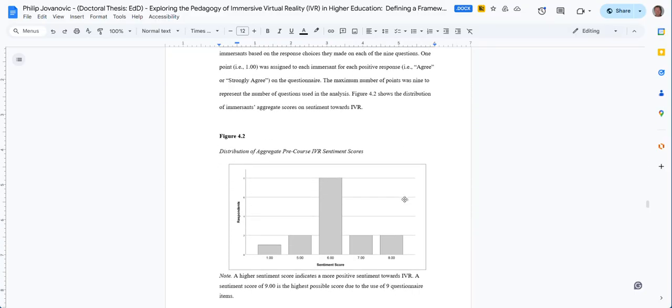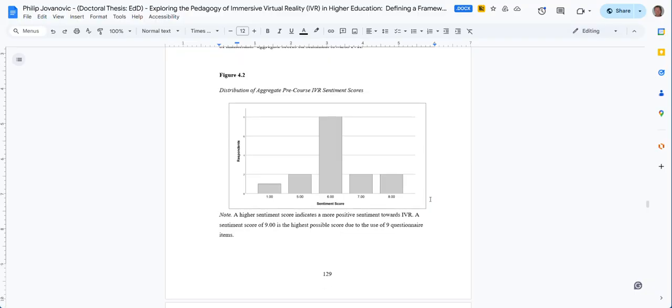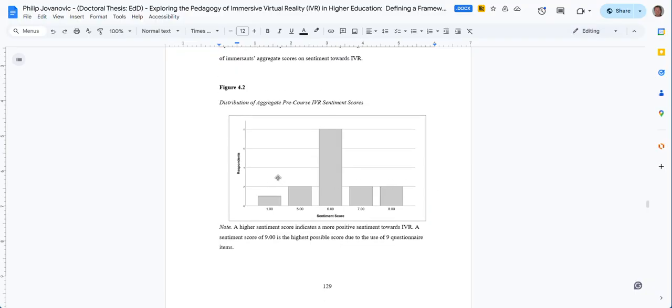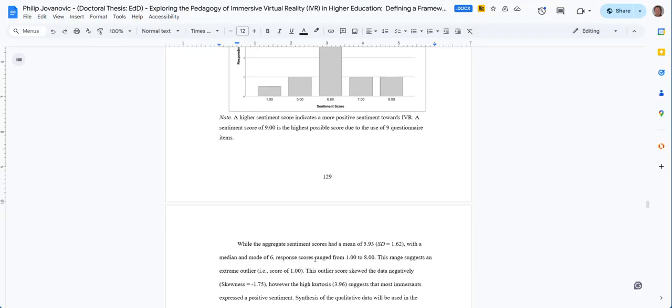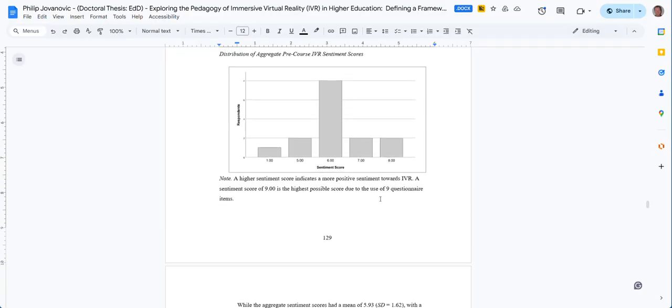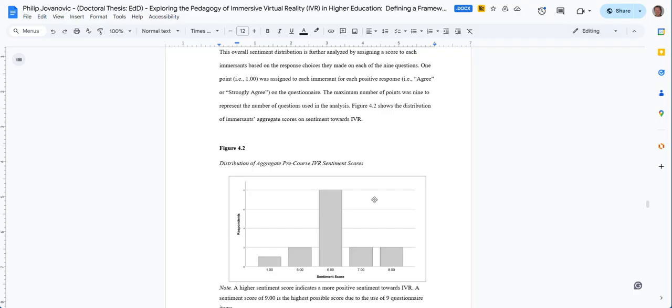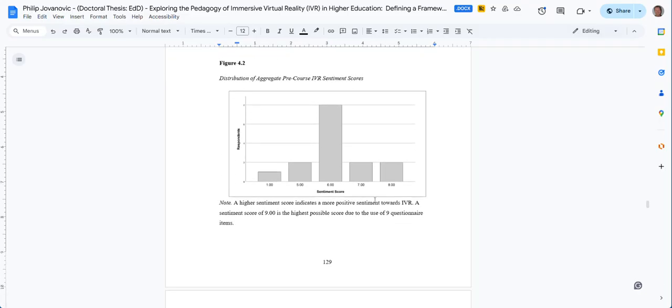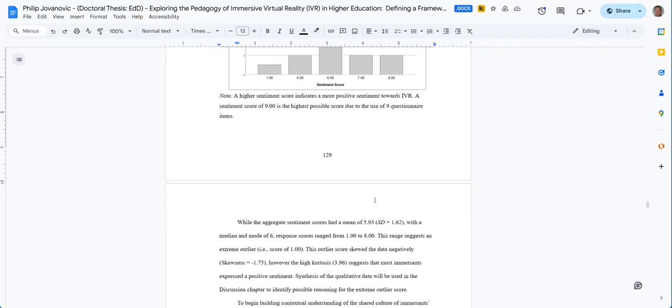Figure two shows the distribution of aggregate scores on the sentiment towards. Not sure. Respondents. So 6 respondents had a 6, but it's a 7-point scale. Oh, a sentiment score of 9, use of 9 questionnaire items. Again, this isn't clear. I'm not even sure what that is. But normally you wouldn't do it that way. I don't even know what this 9-point scale is. It's strange to have a 9-point scale.